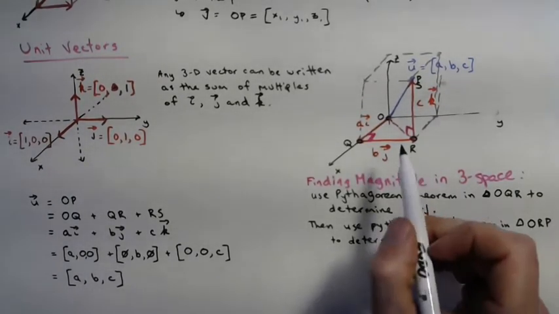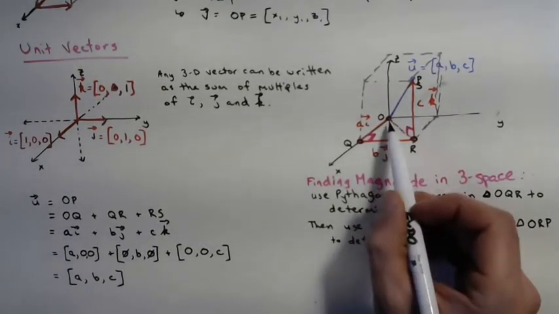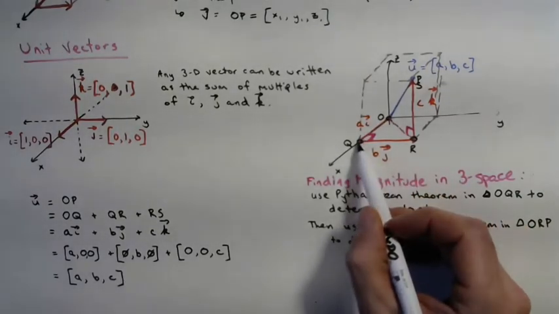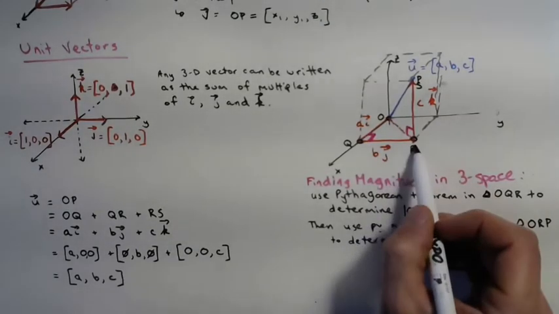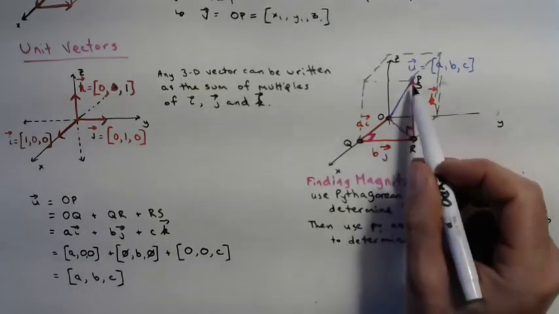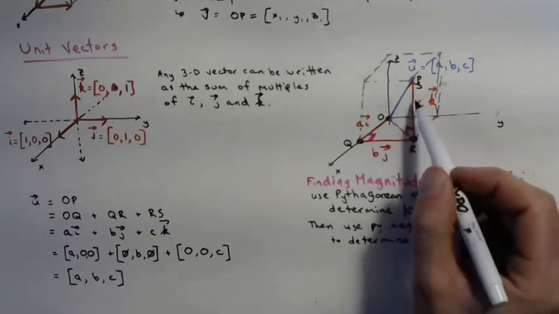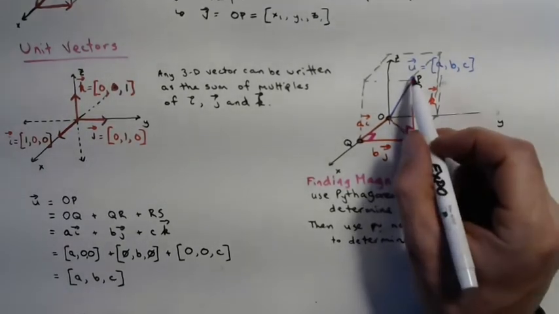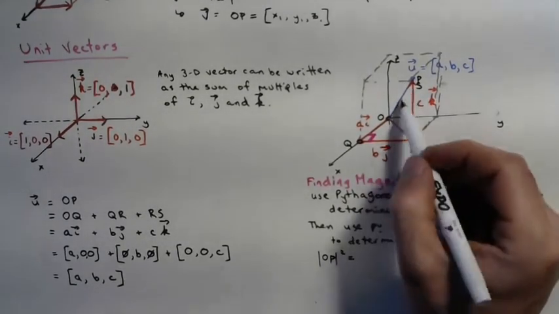Now, there is a way to combine it into one calculation, which you might have figured out already. We said that OR squared, according to Pythagorean theorem, is OQ squared plus QR squared. And then we're going to use OR squared in our calculation of OP squared. It's OR squared plus RS squared is OP squared. And OP is the vector u. So let's look at that for a second. We've got OP squared. That's what we're going for.